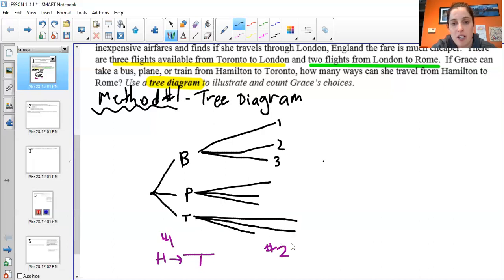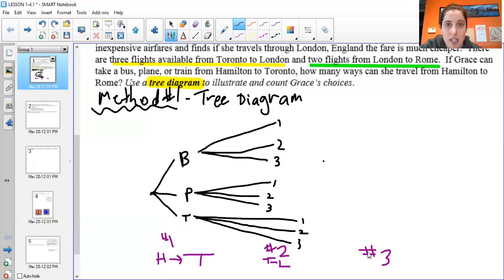And it does get a little messy here because there are so many different ways. I'm going to tell you, tree diagram is not my favorite way to count because it gets long and messy. And then the last stage, from Toronto to London, is from London to Rome. So I had 3 flights coming out of each one. So I could have taken train, flight 1, bus, flight 1.